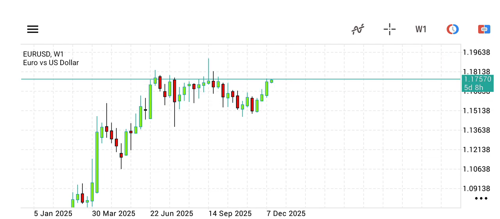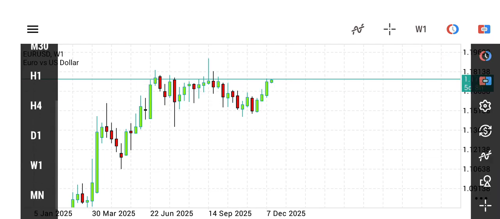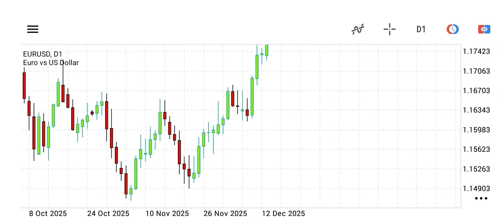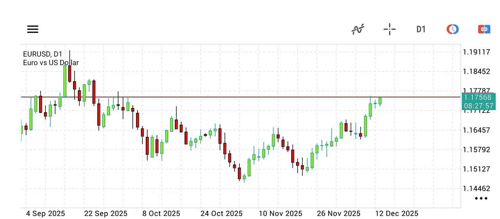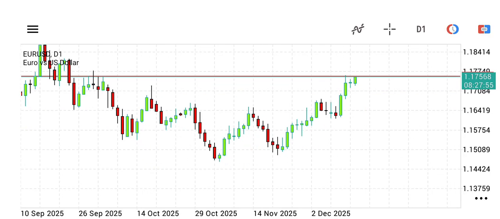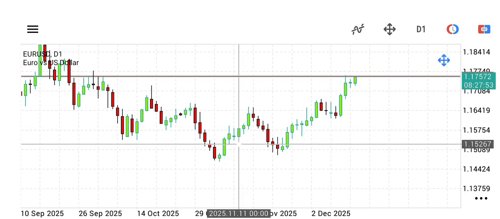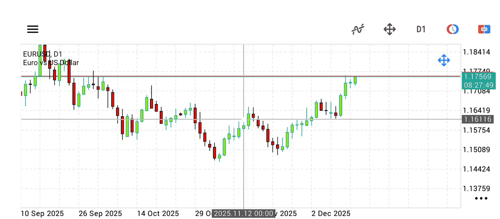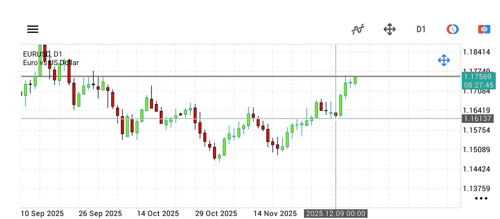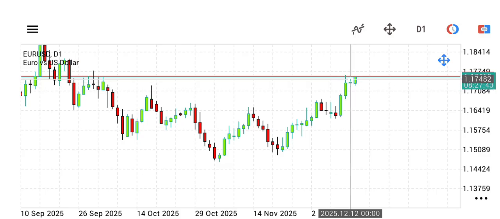When we go to the daily time frame, we can also see that the market is bullish. Starting from right over here, higher high, higher low, higher high, higher low, higher high. We're about to create a new high.